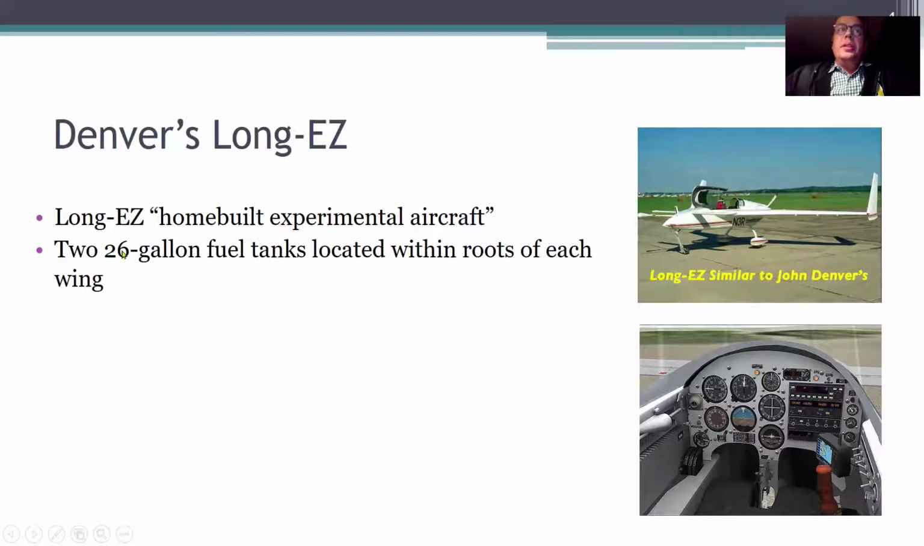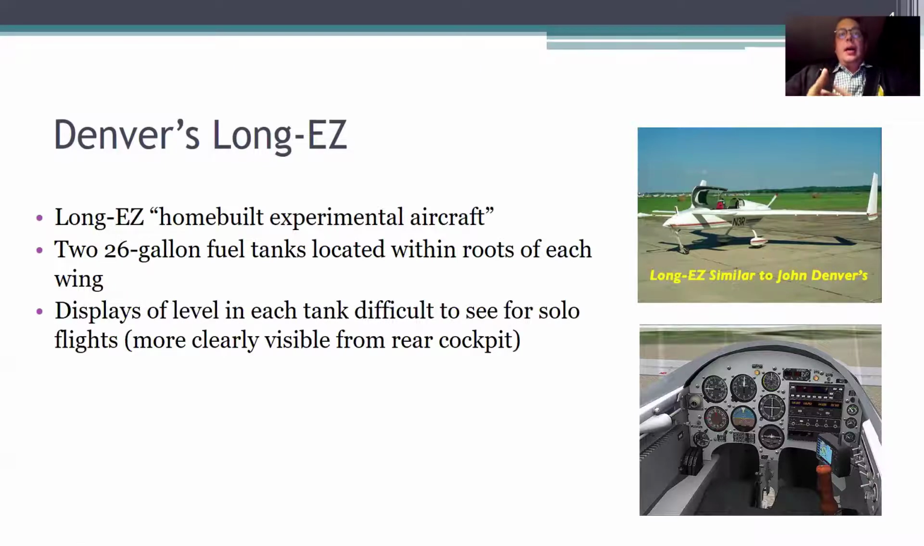There are two 26-gallon fuel tanks located within the roots of each of the wings here. Fuel is an issue here. The displays of the level in each of those tanks are somewhat difficult to see in this particular model, especially from the main pilot's seat. Now, this is a two-seater, and someone sitting in the back could see it a little more readily, but in this case, John Denver was flying solo.